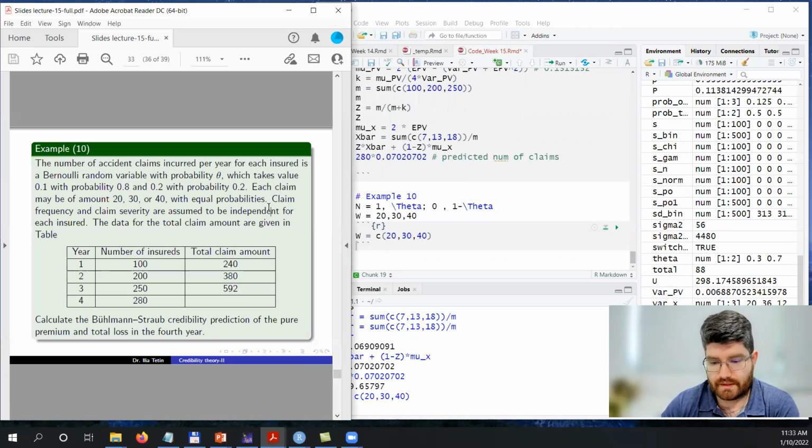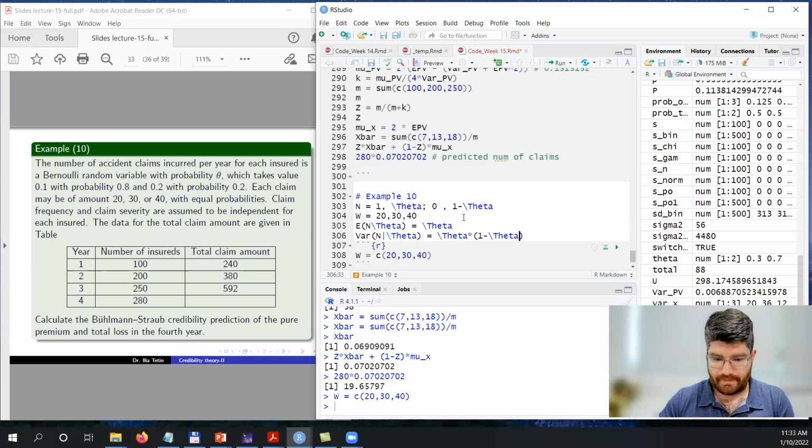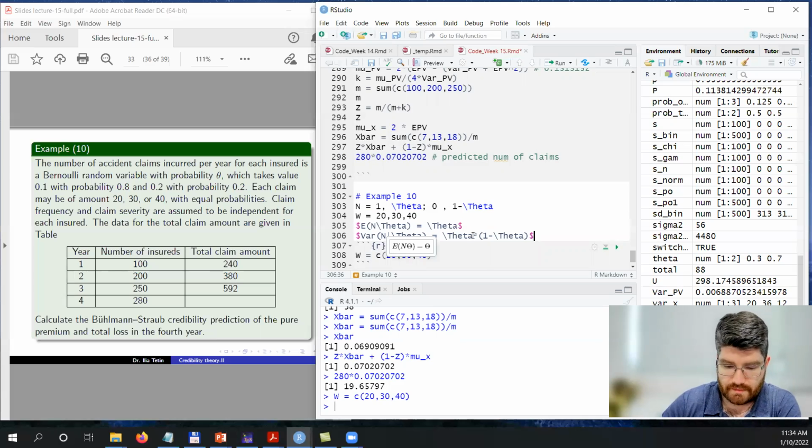We have the conditional value of the mean, which is theta, and the conditional variance, which is theta times 1 minus theta. The expected value given theta is just theta, and the variance given theta is just theta times 1 minus theta. So these are the values for expected mean and variance of these parameters.